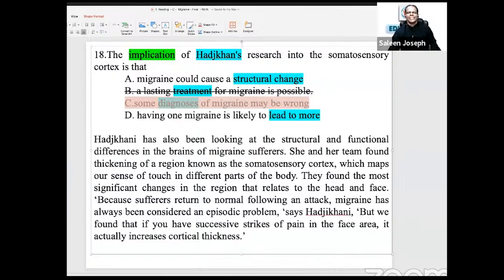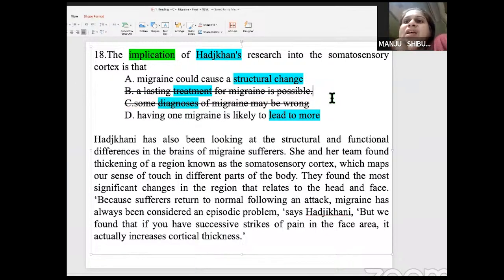That's the general knowledge. That is why I said, when we are selecting hedging words, we can underline migraine cause. Option A: migraine could cause a structural change. Yes, that is the implication. But the main idea is the implication is structural change. Definitely the whole option is important, but migraine is the common concept here. The whole article and all the questions are speaking about migraine. So that's a common aspect. We have to highlight it.